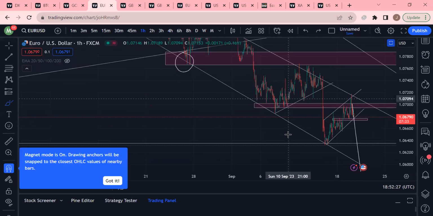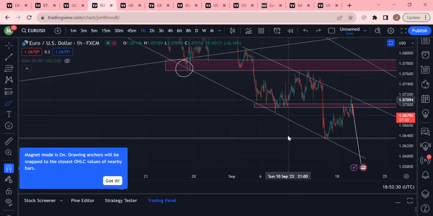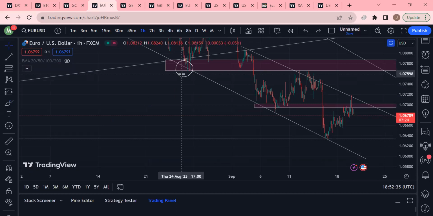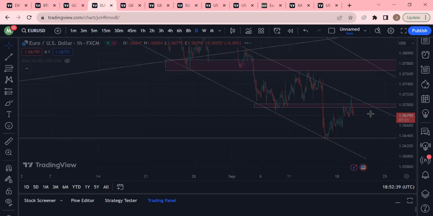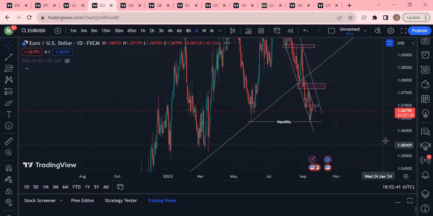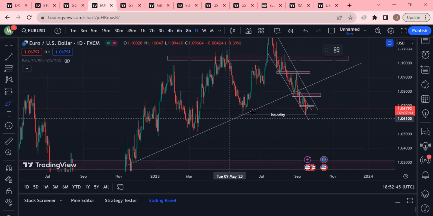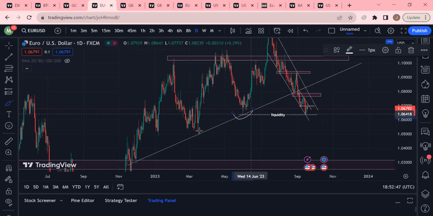Leaving the 1 hourly structure, I'm going to show you something. Leaving the 1 hourly structure to your high time frame structure since we are trading daily. So I'll go to daily to find out what is happening because euro is still bearish. This is definitely liquidity. It has not taken it. I don't care. It has not taken it.